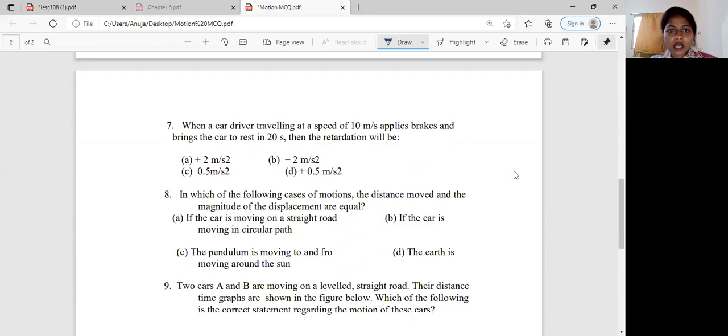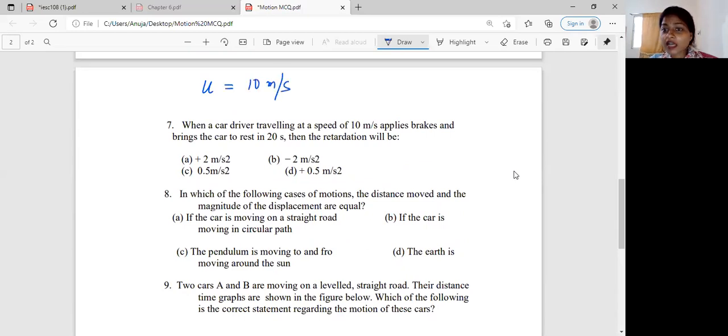Next, when a car driver traveling at a speed of 10 meters per second applies brakes and brings the car to rest in 20 seconds, then the retardation will be. So they are asking for the retardation. Okay, so let's solve it. Here, the driver is traveling at a speed of 10 meters per second, so u is equal to 10 meters per second, and the car is brought to rest, means final velocity is equal to 0, and the time taken is 20 seconds.